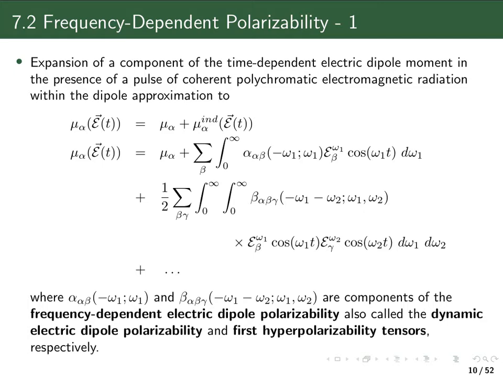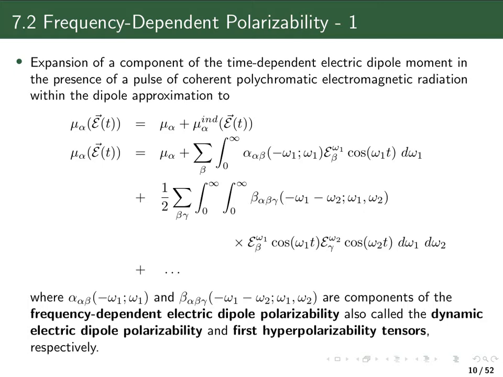In chapter 4, we had an expression for the electric dipole moment, or a component of the electric dipole moment, in the presence of a static and homogeneous external field, where we expanded it in the permanent moment and an induced moment. Now, in this chapter, we are not looking at a static and homogeneous external electromagnetic field, but at radiation.